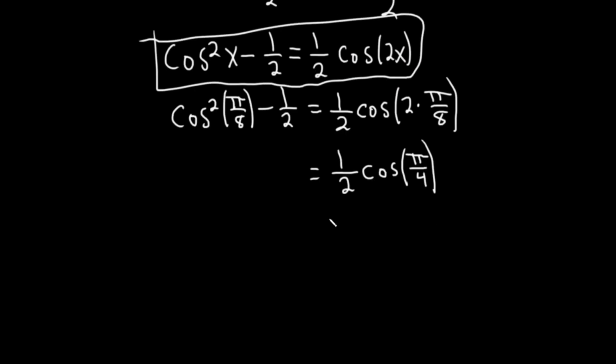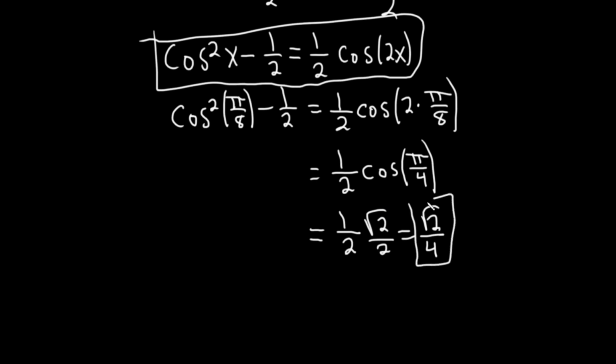So this is equal to 1/2, and then the cosine of pi over 4 is the square root of 2 over 2. So this is equal to the square root of 2 over 4. And that would be it. That would be the exact value.